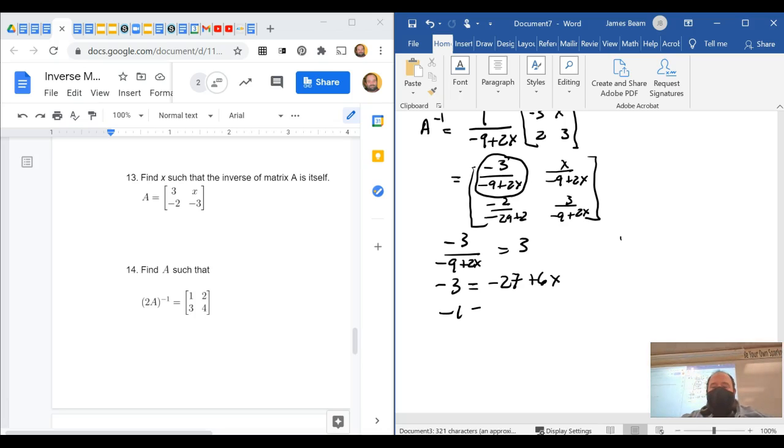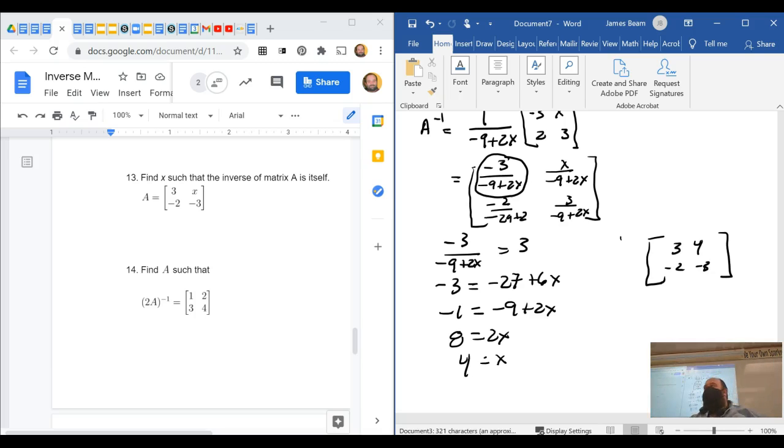Divide it all by 3. Negative 1 is negative 9 plus 2x. That makes more sense. Right? Let's see. No, that's going to be 8, right? 8 is equal to 2x, which means x is equal to 4. So my conjecture here is that if I make it 3, 4, negative 2, negative 3, this should work.